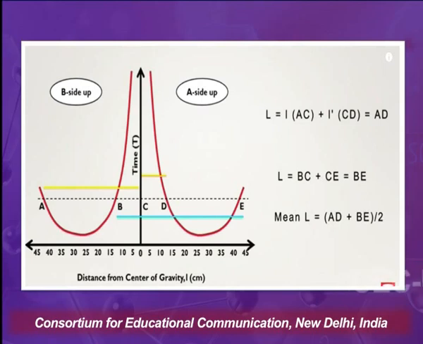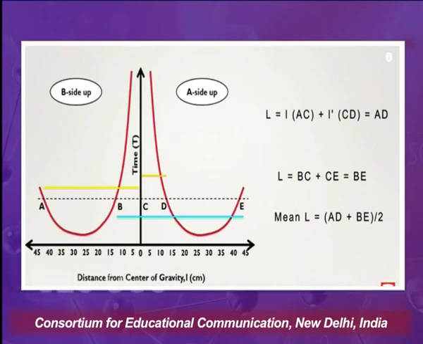You can measure AD. If you draw on graph paper, you can easily know the value of AD and also the value of BE. If you know the value of AD and BE, you can easily calculate the value of L, the length of the pendulum. Now we know the length of the pendulum, and we know the time period also.